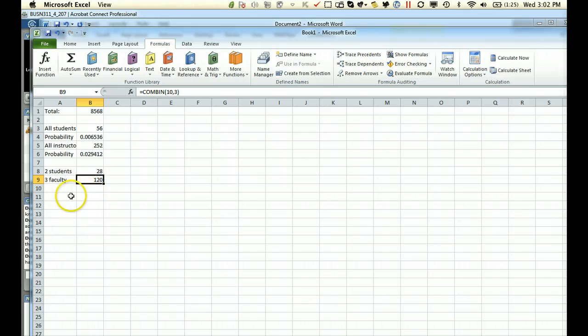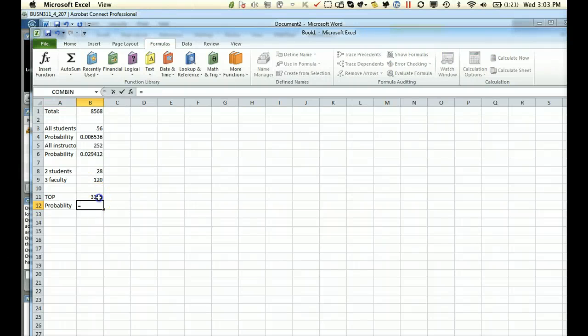Now in order to get my top number of my probability fraction, I'm actually going to multiply the possibilities. 28 times 120. In Excel, the multiplication symbol is the little star, which is above the number 8. You have to press the Shift key to access it.